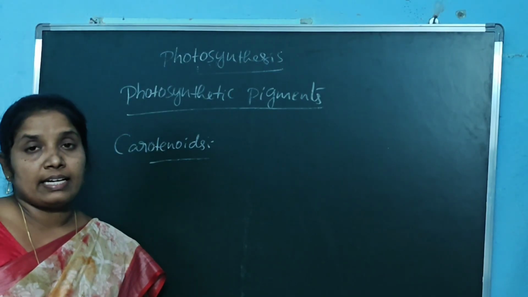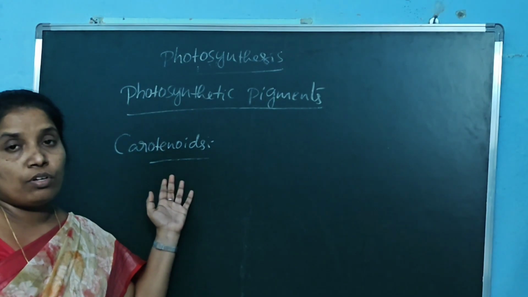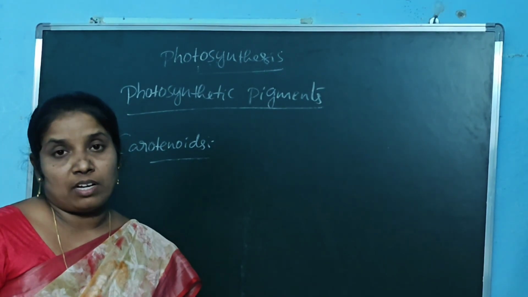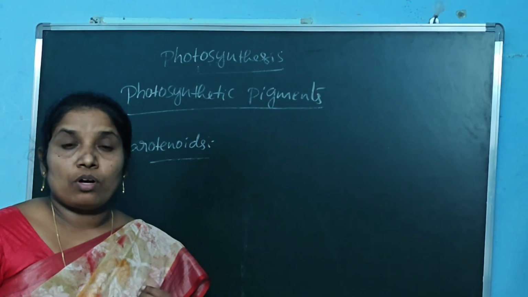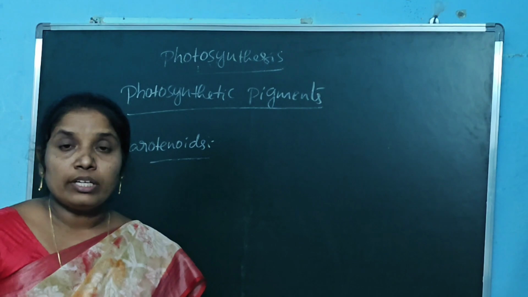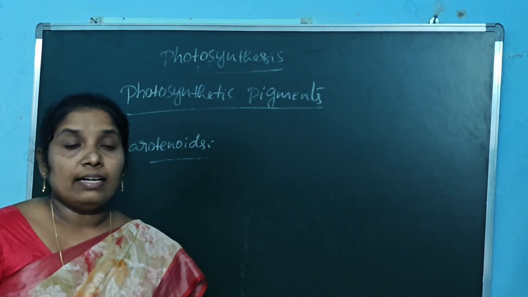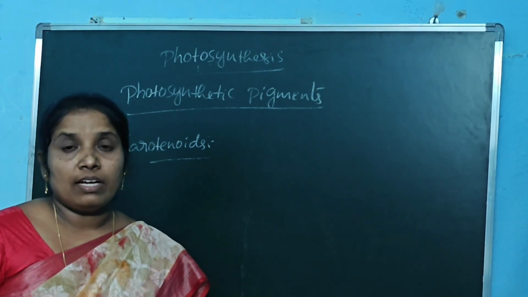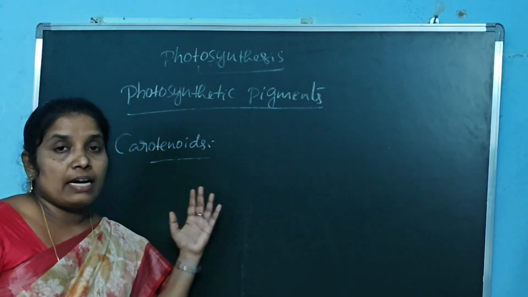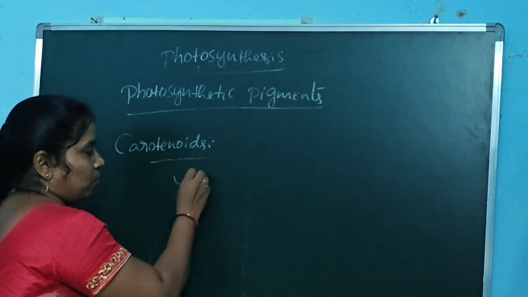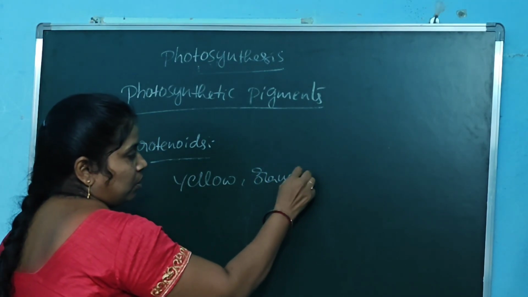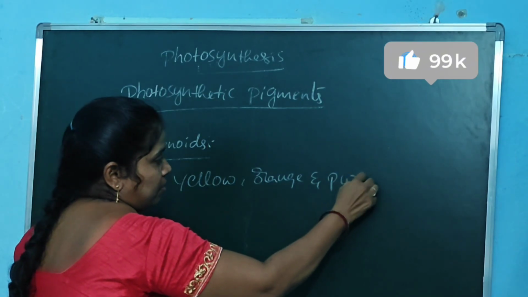Let's see the next category of pigments, carotenoids. So these are the accessory pigments. If you see the absorption spectra, chlorophylls absorb more light in the red and blue regions, whereas carotenoids absorb more light in the blue and green regions of the spectrum. Okay, so these are the accessory pigments. They are yellow, orange and purple pigments.